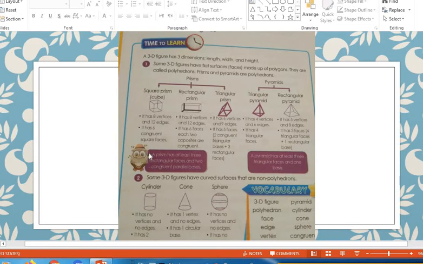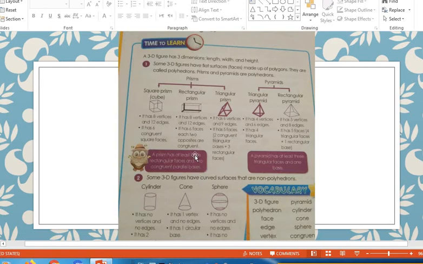Hi Suka, how are you today? What do you want to tell us? A prism has at least 3 rectangular faces and 2 congruent parallel bases. Thank you. A pyramid has at least 3 triangular faces and 1 base.